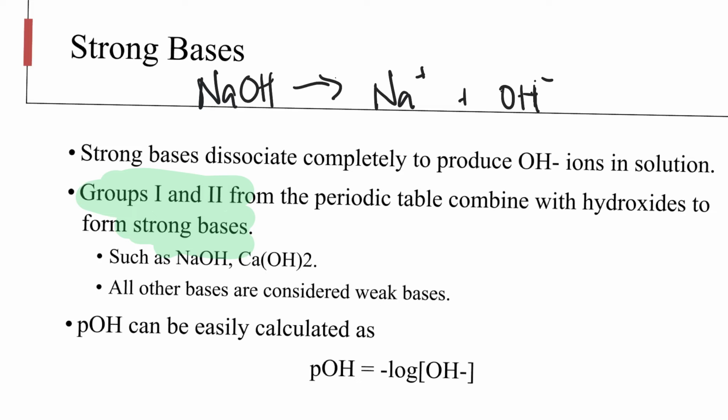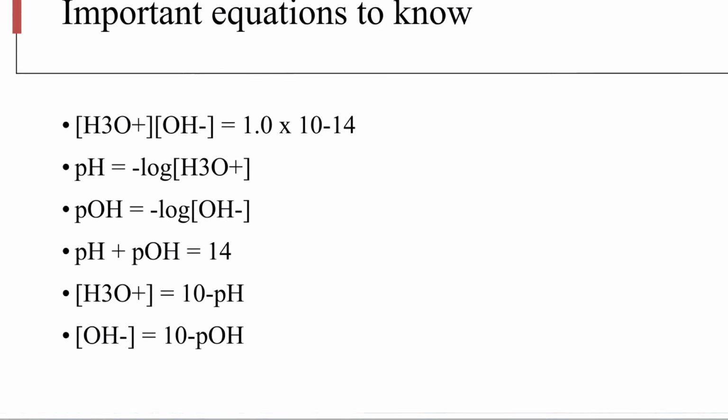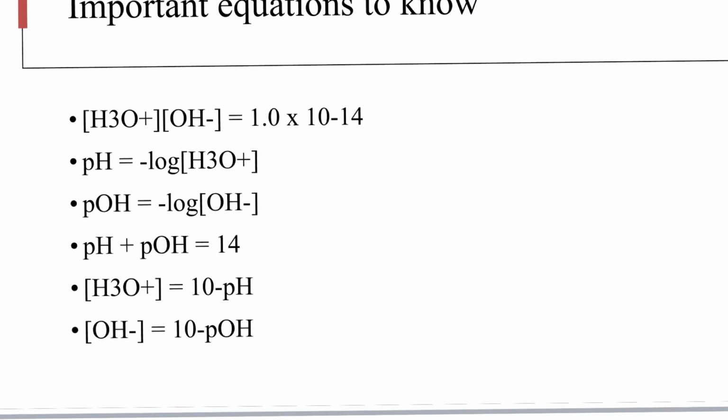Just like strong acids, because they dissociate completely and make hydroxides when in water, you can easily calculate the pOH, not the pH, but the pOH, which is just the negative log of the concentration of the hydroxide. Simple as that. When it comes to acids and bases, you're going to have to make sure you know all these equations.